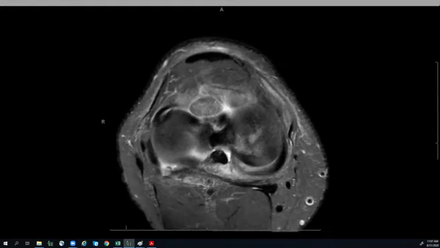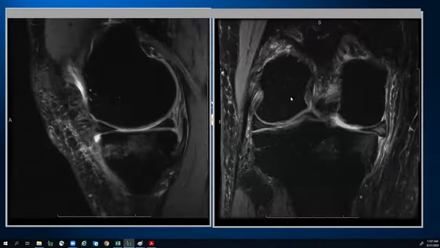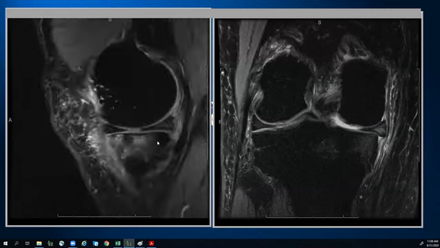Technically, let me pull up a case that has some mucoid degeneration. We talked about this case earlier. Mucoid degeneration doesn't surface. What it looks like is elevated fluid-like signal, intermediate intensity, filling the substance of the meniscus, almost producing a meniscus within a meniscus look. But you see the integrity of the superior and inferior surfaces of the meniscus is maintained. This is your classic appearance of what mucoid degeneration looks like.